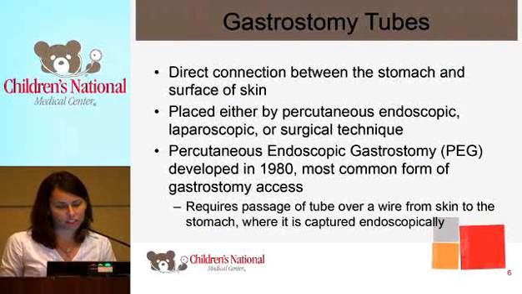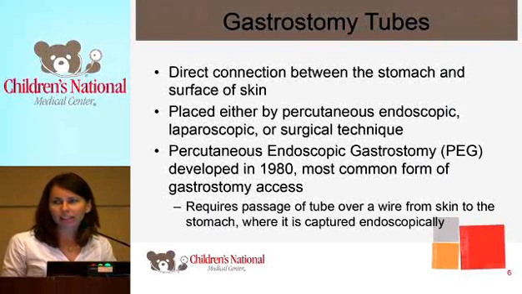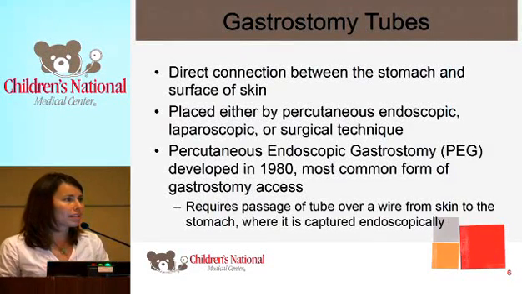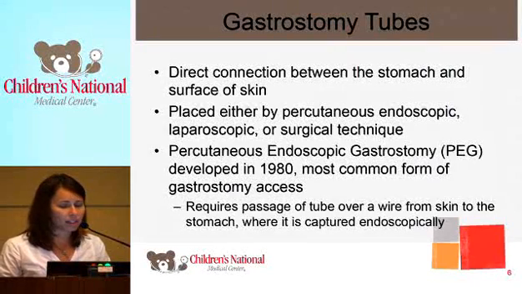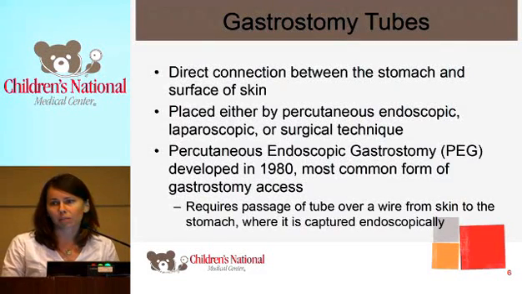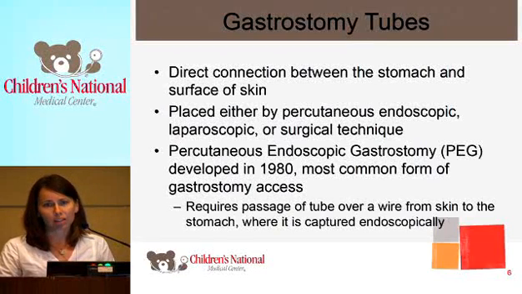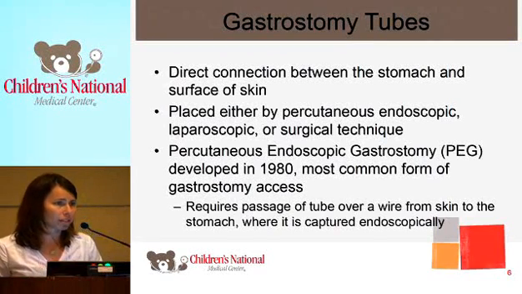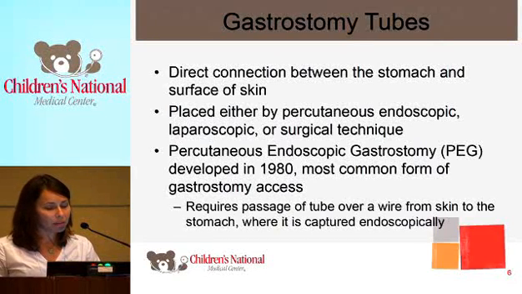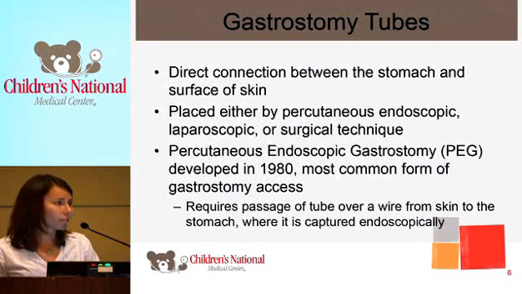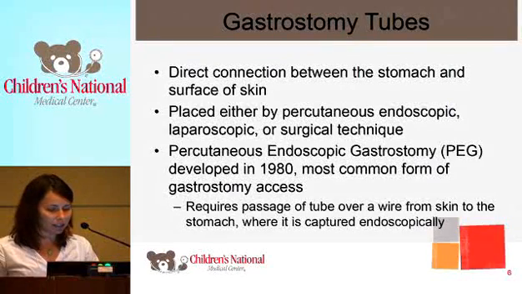So we'll move forward to G-tubes. This is a direct connection between the stomach and the surface of the skin. There are many different ways that they can be inserted, either through a percutaneous endoscopic approach or a laparoscopic approach, or sometimes an open surgical technique if the child is getting a Nissen or another surgical procedure simultaneously, or if a PEG placement hasn't worked or is not indicated. The PEG was developed in 1980, and it's the most common form of gastrostomy access.